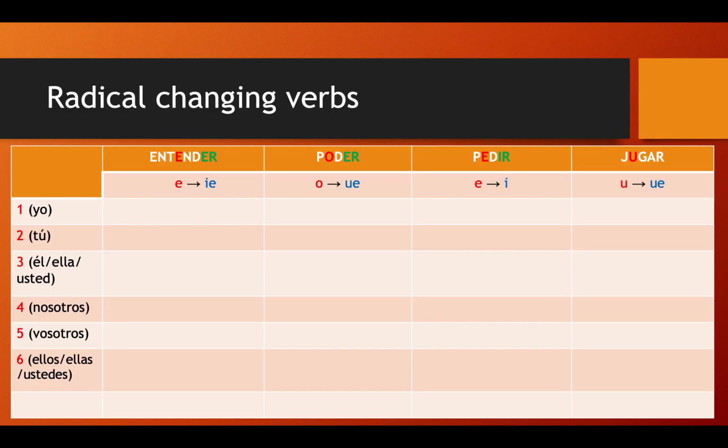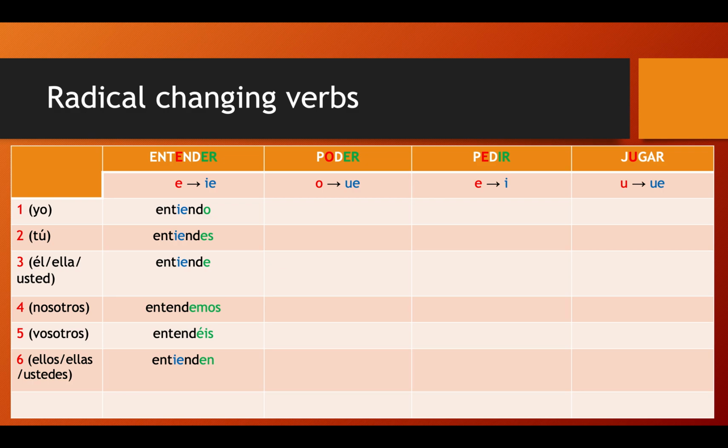So just to have a look at a verb written out in full for you. We've got the verb entender at the top left here. We've got 6 parts of the verb that we're going to fill out. We've already had it indicated below that the radical change is E to IE. And so this is what the verb in its entirety looks like written out in full. Entiendo, entiendes, entiende, entendemos, entendéis, entienden.